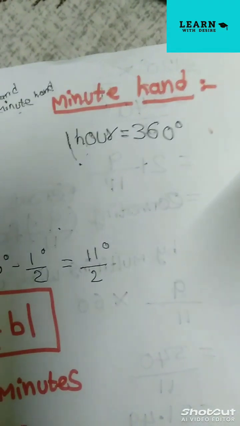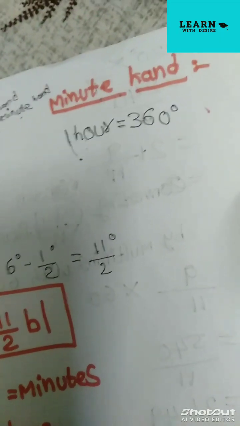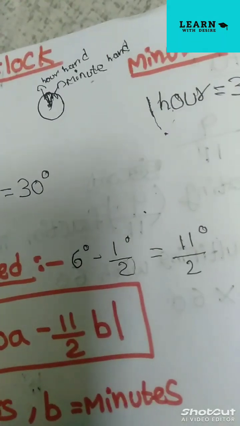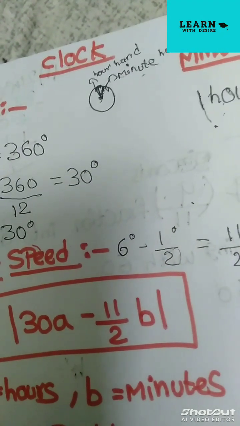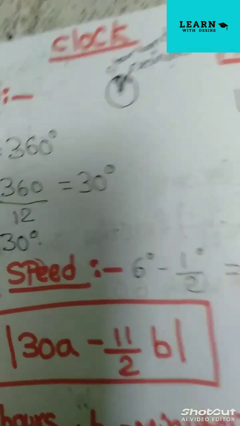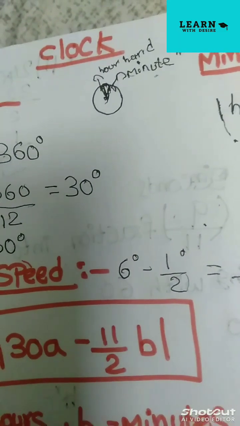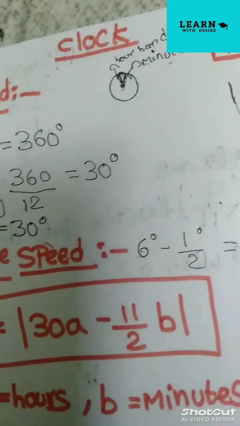Now let us see the minute hand. For 1 hour, the minute hand makes a 360-degree angle, because in 1 hour the minute hand completes one rotation of the clock. Here you can see the diagram. The minute hand completes one rotation in 1 hour.